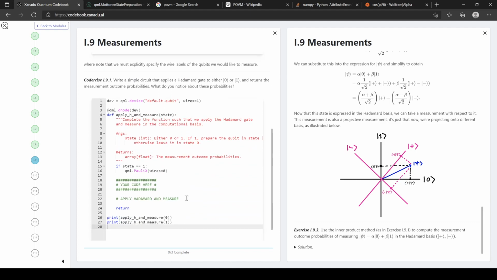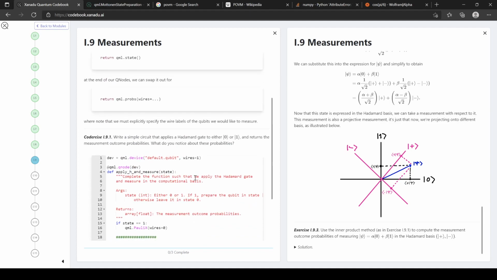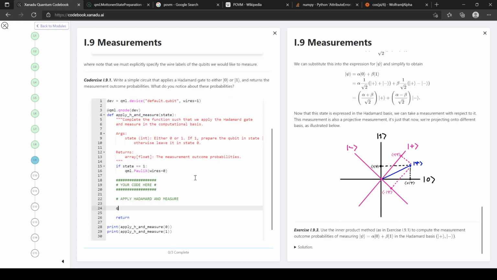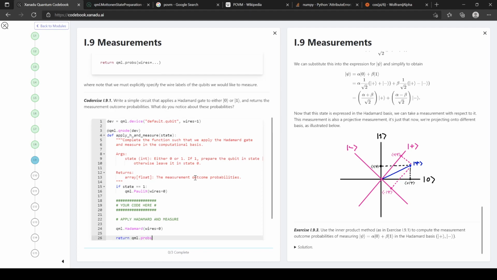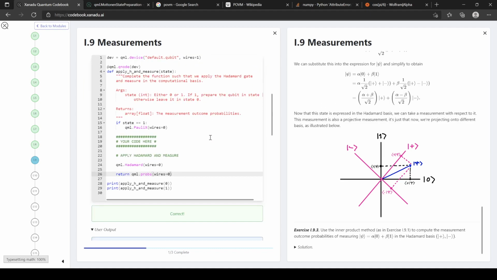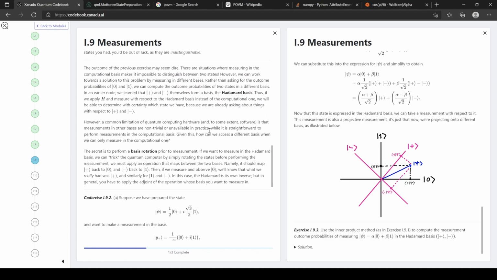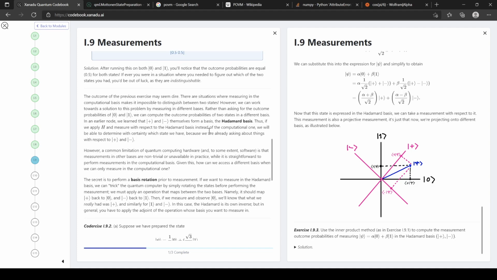All right, apply Hadamard and measure. So we want to apply the Hadamard on the wires. All right, that's pretty easy. All right, now we have different bases.